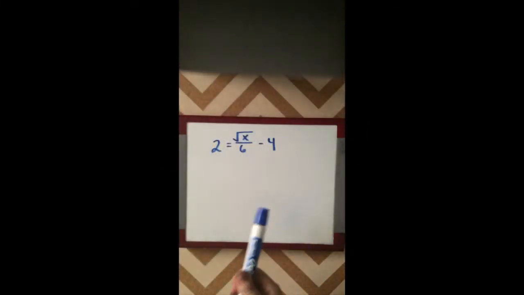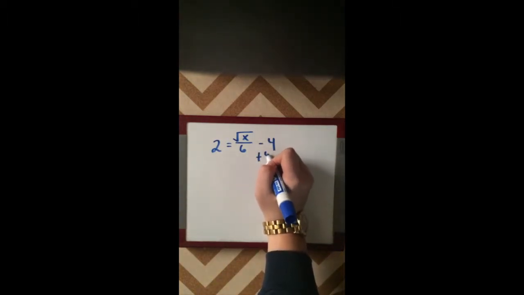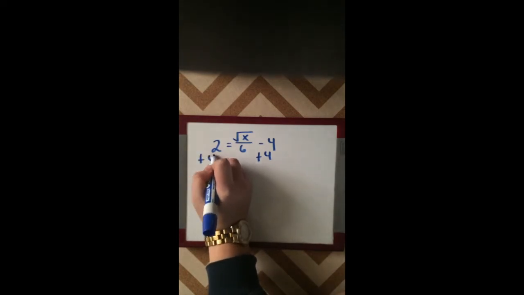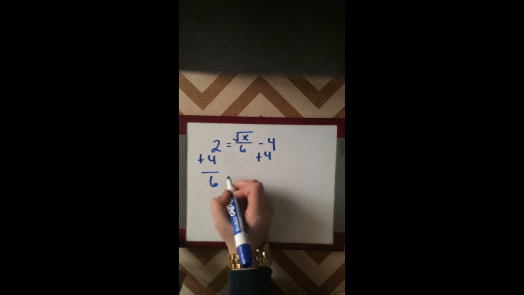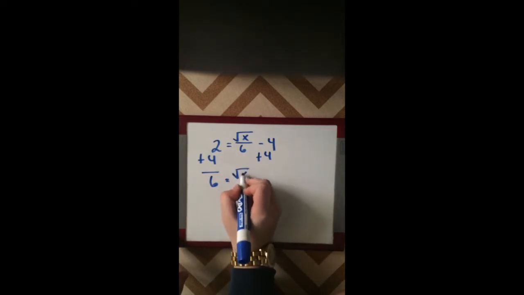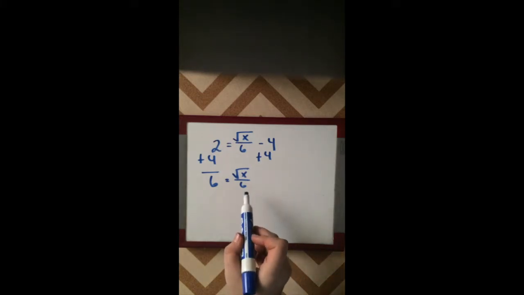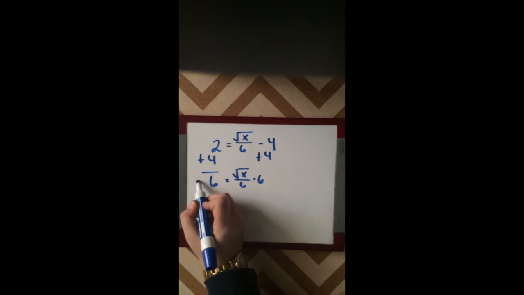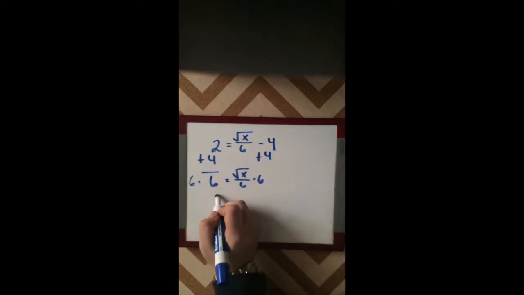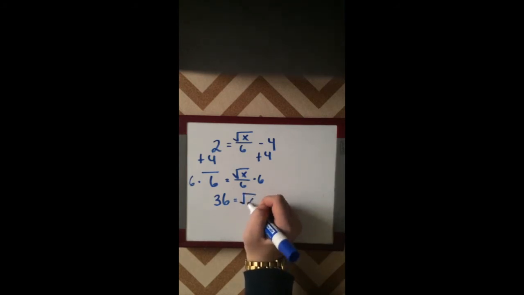Sometimes there's only one variable that's under the radical. So when this happens, you want to solve it just like you did in the first equation, where you're adding 4 to both sides, so you can isolate the radical. So 6 equals radical x over 6. So when you want to get rid of a fraction, you want to multiply each side by the denominator. So 6 times 6, you get 36 equals square root of x.